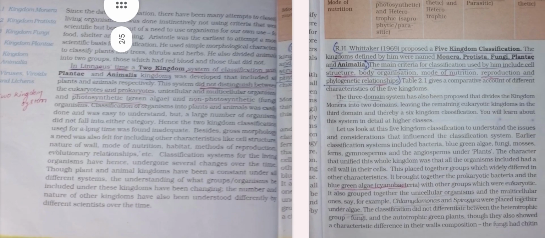Besides gross morphology, a need was also felt for including other characteristics like cell structure, nature of wall, mode of nutrition, habitat, method of reproduction, evolutionary relationship. Besides, ये जो दो किंगडम थे प्लांटेन एनिमल, उसके बाद भी हमें और कुछ जानना चाहिए था, जैसे कि उसका सेल का स्ट्रक्चर क्या है, वो वाल कैसा है सेल का, उनके जो ऑर्गेनिज्म है उनके न्यूट्रिशन कैसे होता है, उसके हैबिटेट वो कहाँ पर रहते हैं और वो कैसे रिप्रोडक्शन करता है और उसके चेंजेस क्या है, इवोल्यूशन क्या है, ये सब जानने हमारे लिए बहुत जरूरी थे.